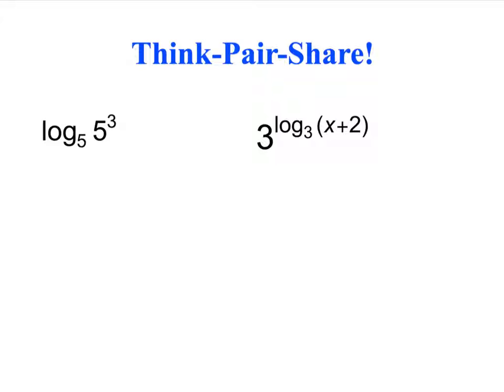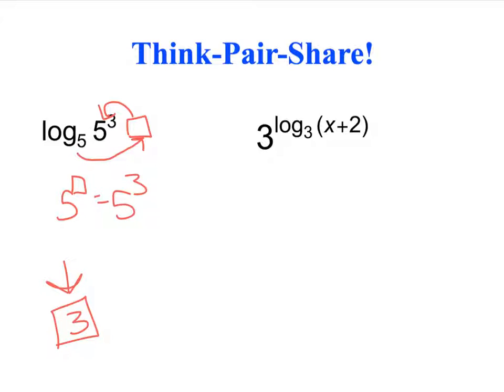So hopefully you paused the video here, and what you should have gotten here for an answer is 3. So 5 to the what equals 5 to the third? Well, it's got to be 3. Or, with the shortcut method, log base 5, exponential base 5 means they cancel each other out, and 3 is my answer. So over here, exponential base 3, log base 3, those undo each other, and my answer is x plus 2.